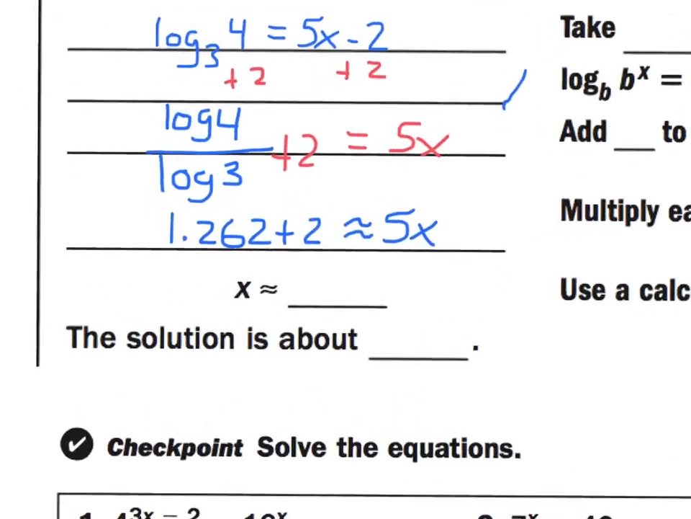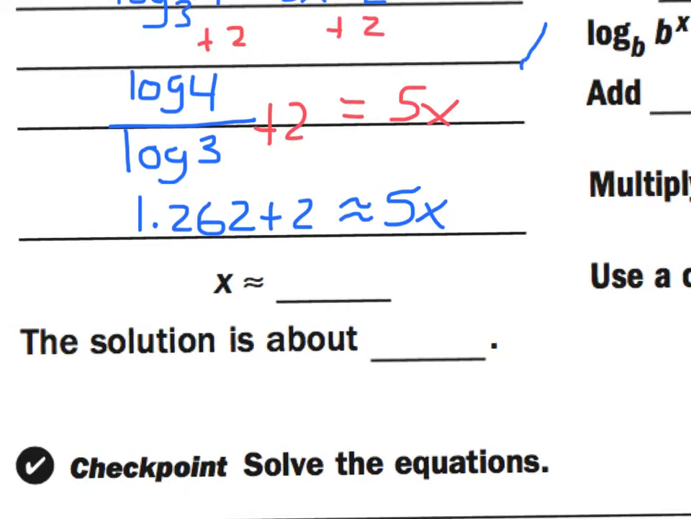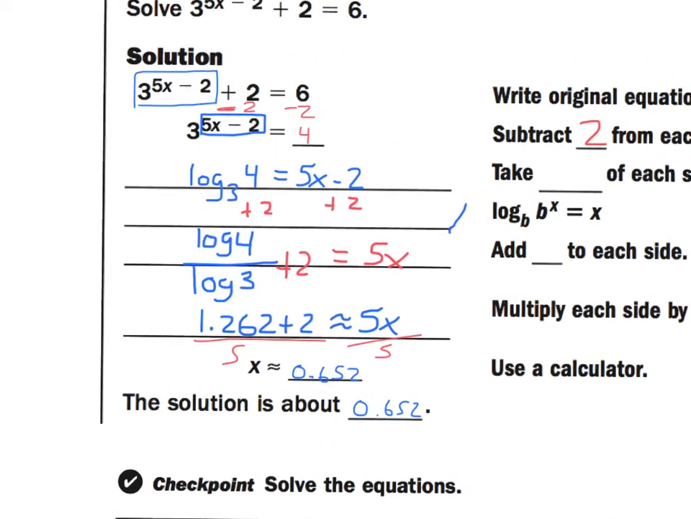So, in my calculator, I now say 3.262 divided by 5. Approximately 0.652. Now, let's see what that means.